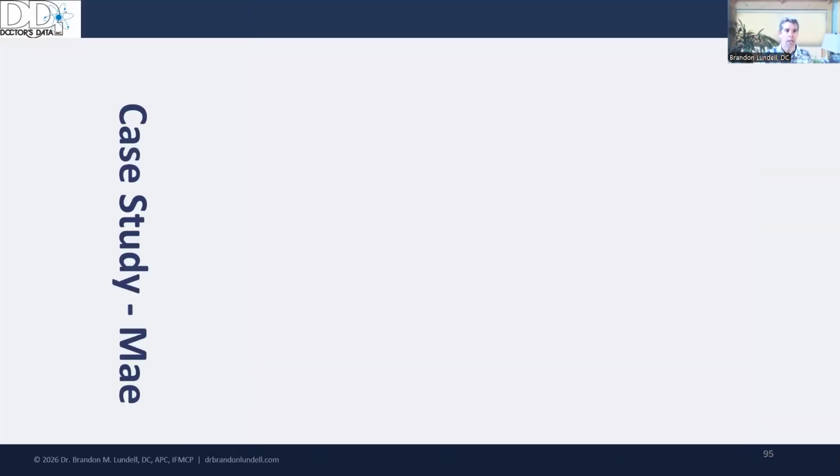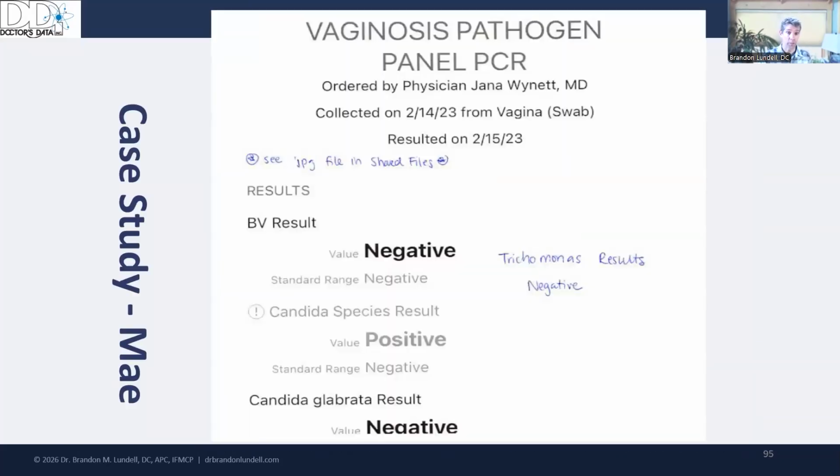So she also had a vaginosis panel because she had vaginosis symptoms. She went through a regular doctor and it was negative.